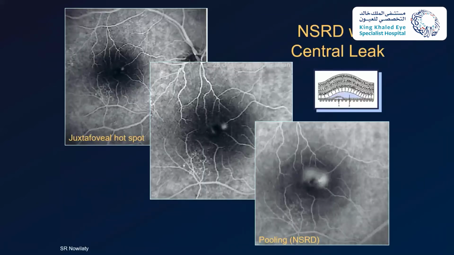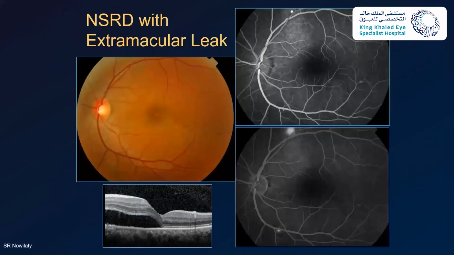Here's another example of a neurosensory retinal detachment through the central leak. You can see the central pinpoint hyperfluorescence that increases, and then here it is, it's increasing really a lot, and you get pooling, and here is the neurosensory retinal detachment edge that you can see with pooling.